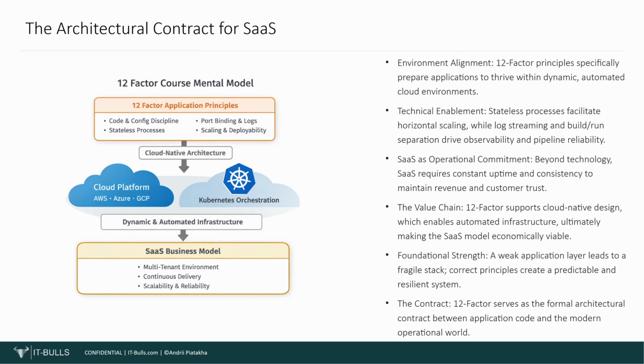So the direction of the diagram matters. The 12-factor layer supports cloud-native architecture. Cloud-native architecture enables dynamic and automated infrastructure. And that infrastructure makes the SaaS model economically and technically viable. If the top layer is weak, everything above it becomes fragile. If the foundation is correct, the entire stack becomes predictable. This is why 12-factor is not just a checklist. It is the architectural contract between your code and the modern operational world.